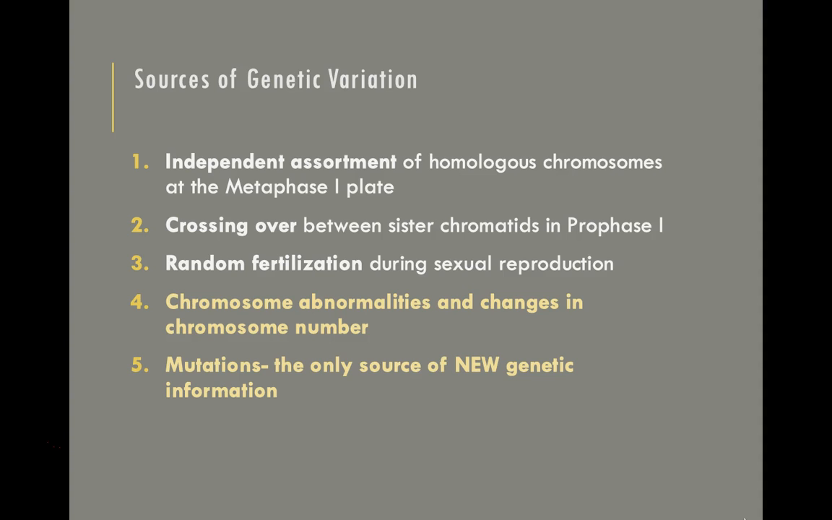And then, of course, we have our chromosome abnormalities, our non-disjunction disorders like Down syndrome and Turner syndrome and things like that. Finally, our last source of genetic variation is mutation. So remember, mutation is the only source of new genetic information. All of these other ones just reshuffle and redistribute our genetic information in a cell.